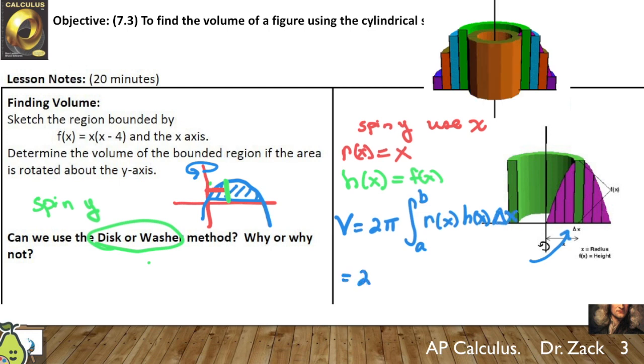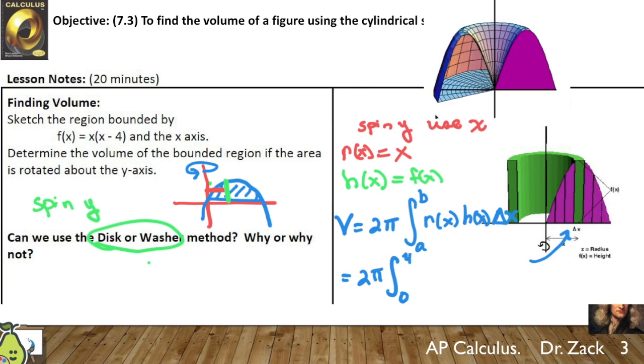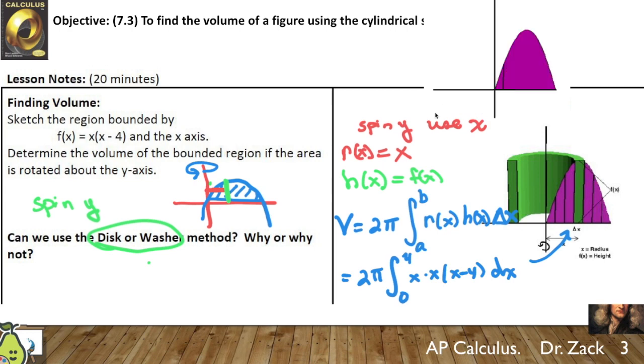So in our problem, this is 2 pi, the integral from, using x values, we're going to go from 0 to 4. The radius is x, and the function is x times x minus 4 dx. So once we integrate that problem, we will have the volume. But this is a different method. This is called the shell method.